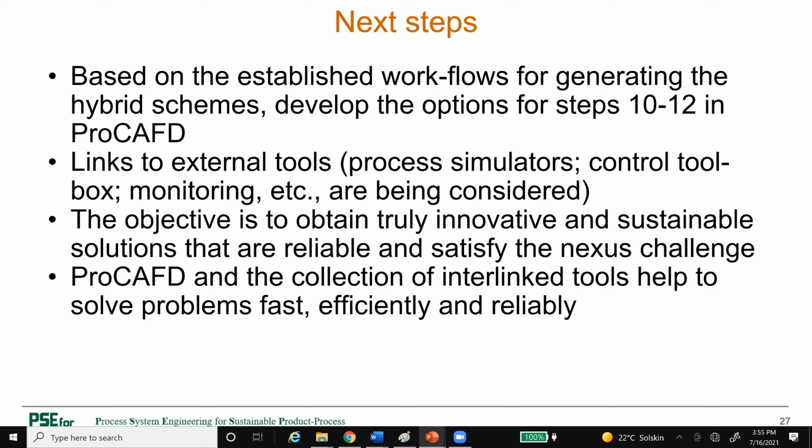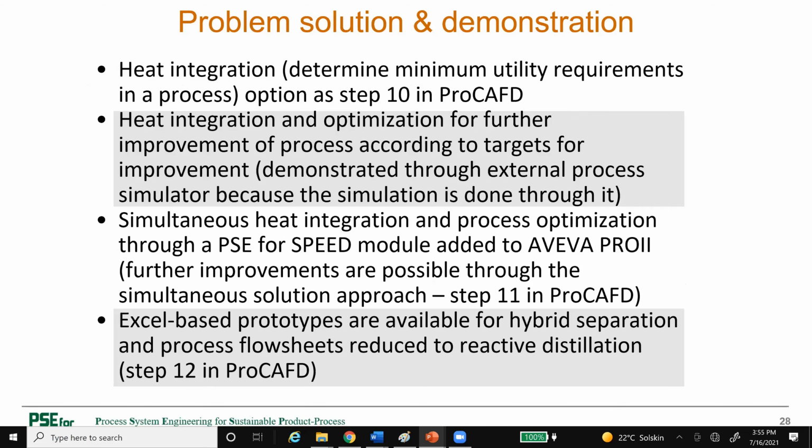So in the next presentation, you will see the heat integration step, that is step 10 in ProCFD. Other tools also have heat integration. We will just show our one. Heat integration and optimization for further improvement will be demonstrated with Pro 2. Simultaneous heat integration and process optimization through the PSE for speed module connected to Pro 2. And finally, I will show you with Excel-based prototypes the hybrid separation and the reactive distillation.